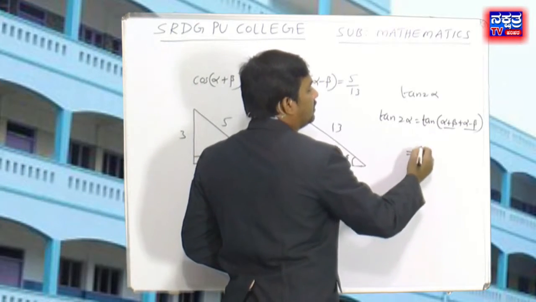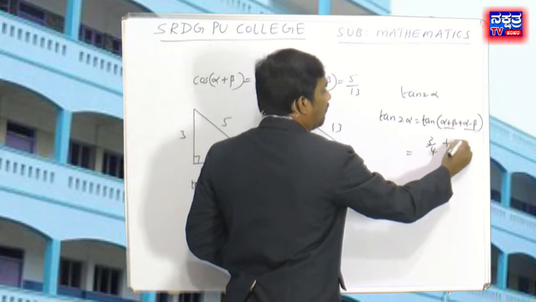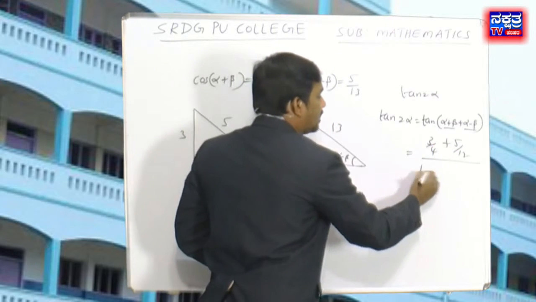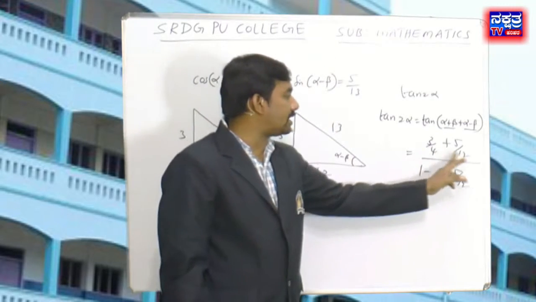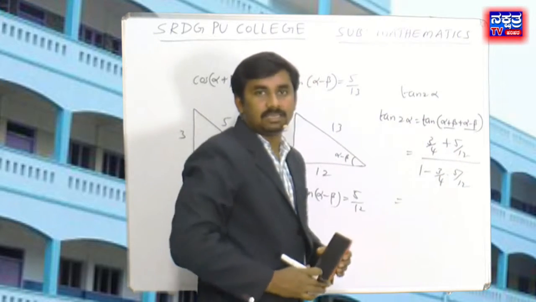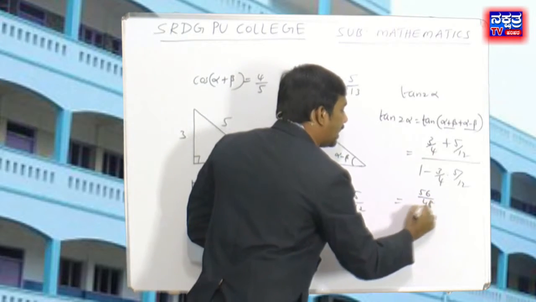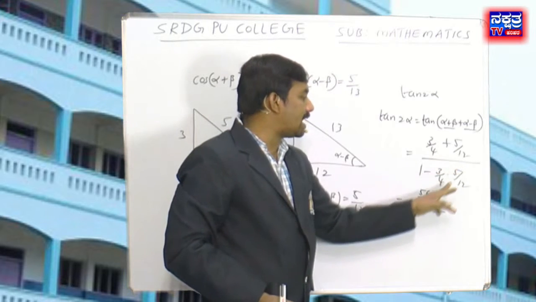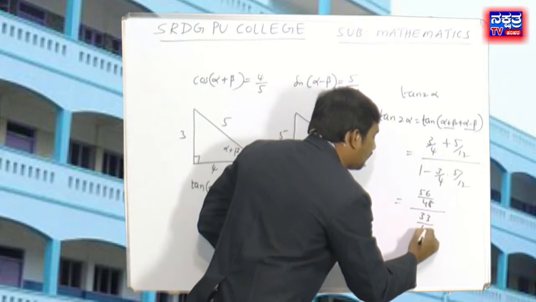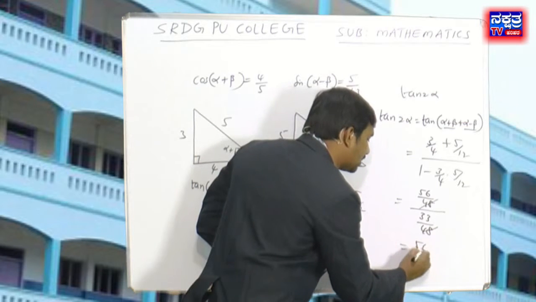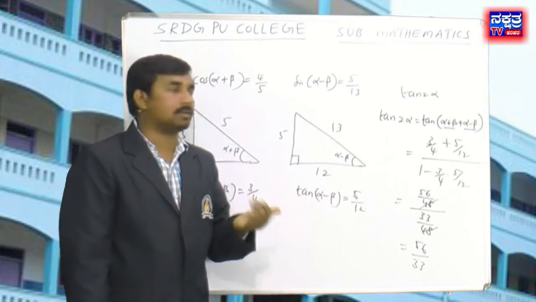Apply here, that is tan of alpha plus beta plus tan of alpha minus beta, 3 by 4 plus 5 by 12, by 1 minus 3 by 4 into 5 by 12. So if you solve this one, LCM is 48, 12 3s are 36, 4 5s are 20, 36 plus 20, 56 by 48, and 1 minus 15 by 48, 48 minus 15, that is 33 by 48. Clearly you are getting the answer 56 by 33.